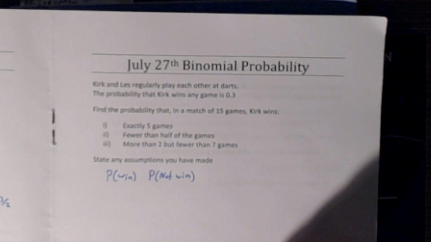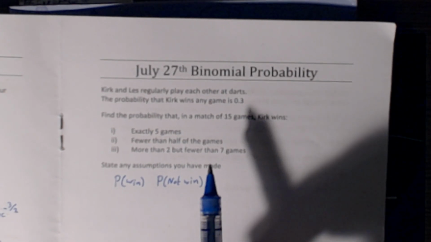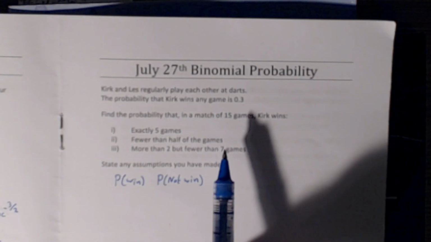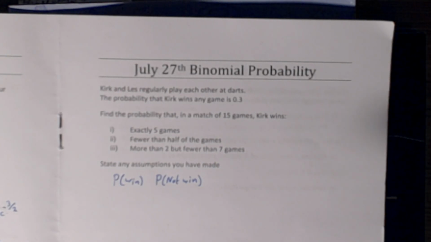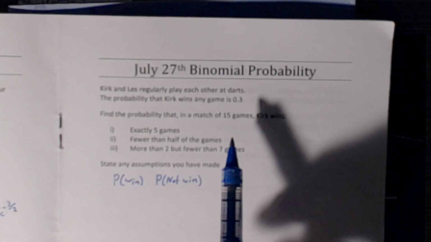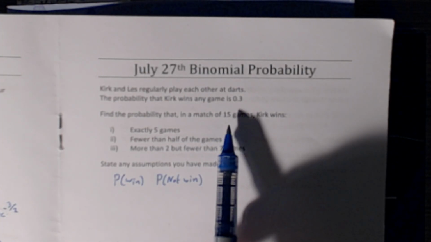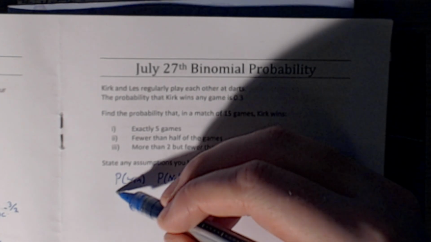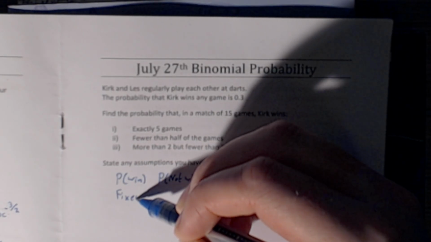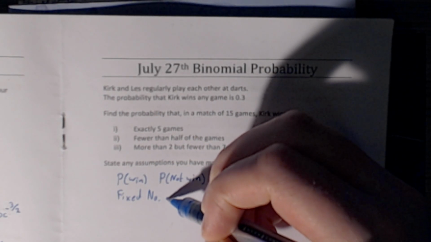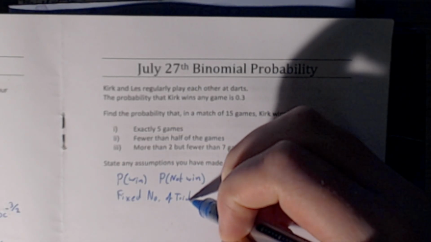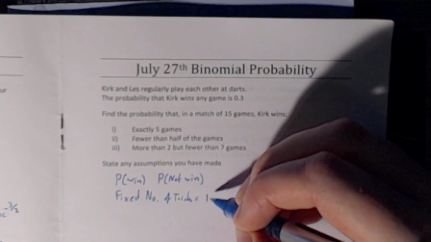The next assumption we need to meet is a fixed number of trials. The binomial distribution only works if we know how many times an event takes place, or a trial takes place. Here we're told there's 15 games, so we say our fixed number of trials is 15.